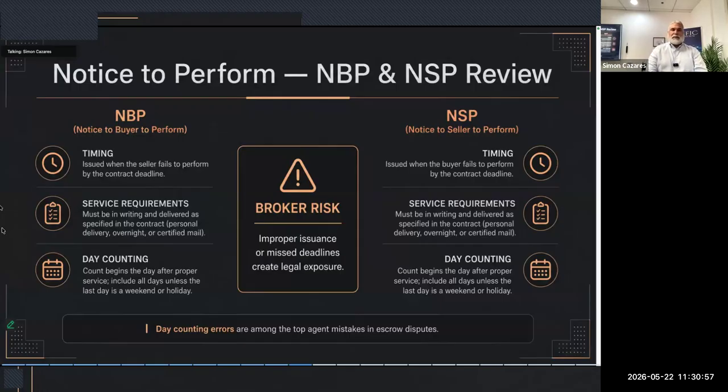Service requirements must be in writing and delivered as specified in the contract. Personal delivery, overnight, or certified, and obviously emails, with confirmation. Day counting, right? Again, very important, very vital in this situation. Counting begins the day after proper service, including all days, unless the last day falls on a weekend or holiday. Guess what? This weekend is a 3-day weekend, right?